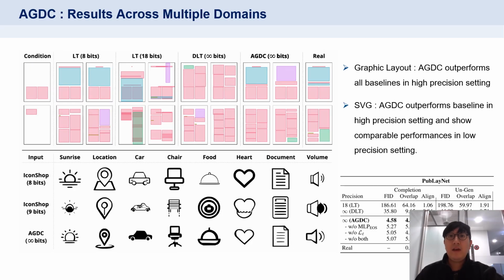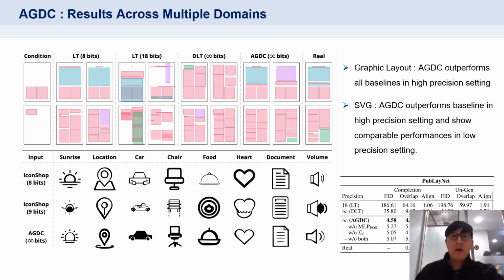For graphic layout generation, as you can see in the upper left side, AGDC consistently outperforms baselines. The high-precision Layout Transformer tends to generate collapsed samples, and DLT generates slightly noisy elements, while our model generates samples that are most similar to real samples.